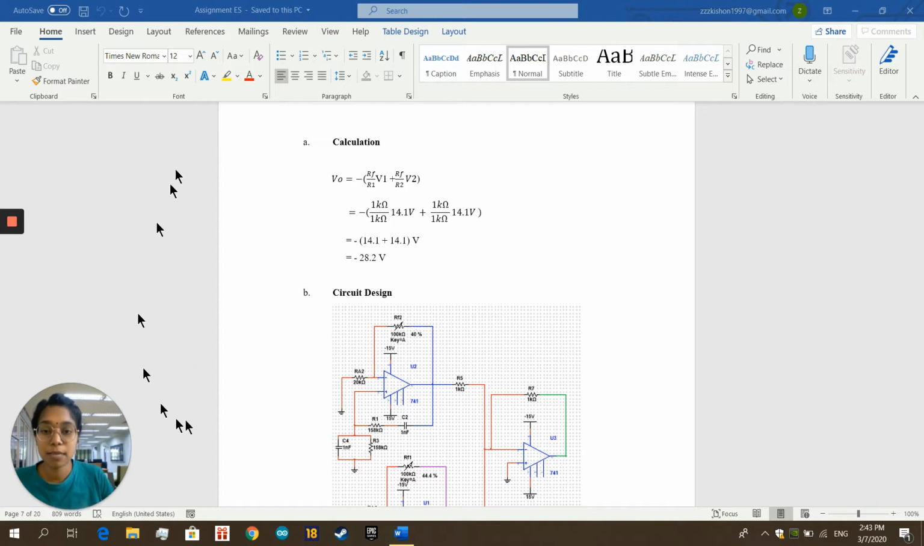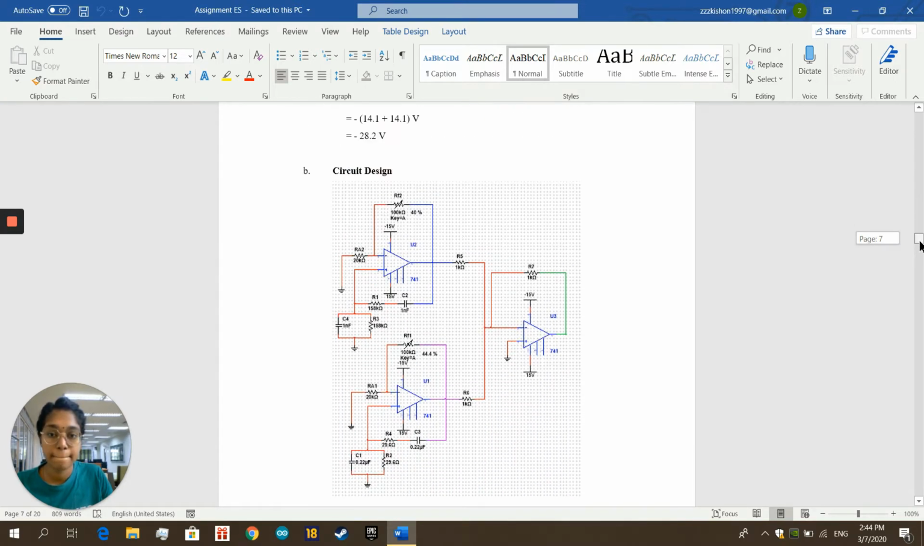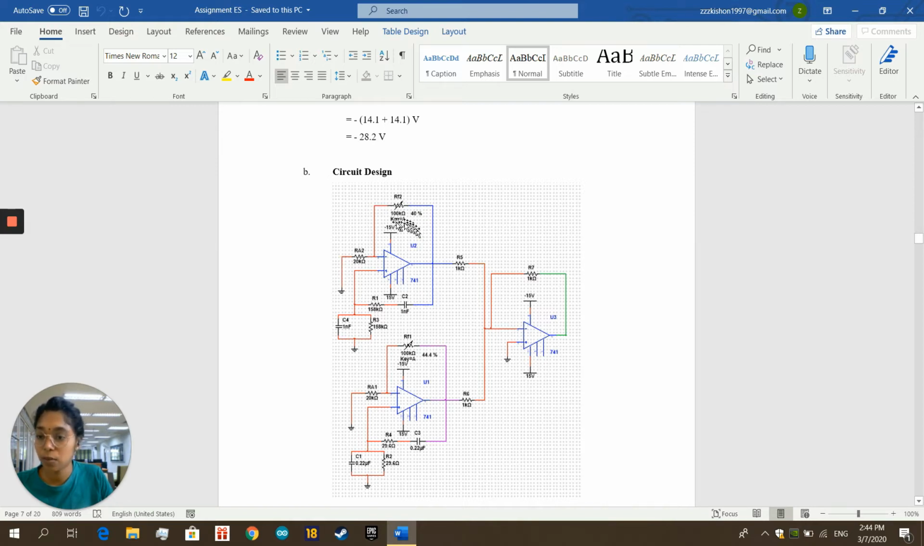So for voltage summing, this is the calculation that we have done, where we have summed up the voltage signal from the first oscillator circuit and the signal from the second oscillator circuit. And we have got a single output voltage, which is 28.2 volt. And this is the circuit design for voltage summing. This is our oscillator 1 circuit, this is the oscillator 2 circuit, and this is the op-amp that we use to sum up both output voltages and make it a single voltage.